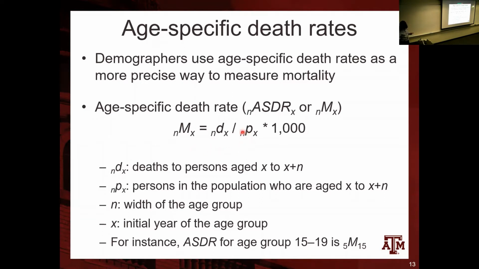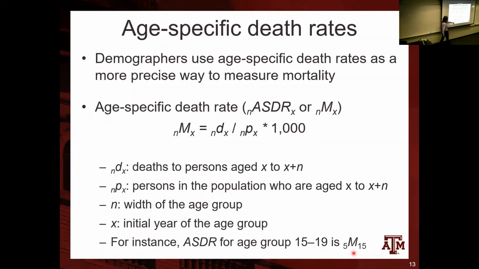The N here is pretty much the width of the age group, and the X is the initial age of the age group that we are evaluating. So if we are estimating the age-specific death rate or the age-specific mortality rate for the age group 15 to 19, this is the way that I symbolize it.